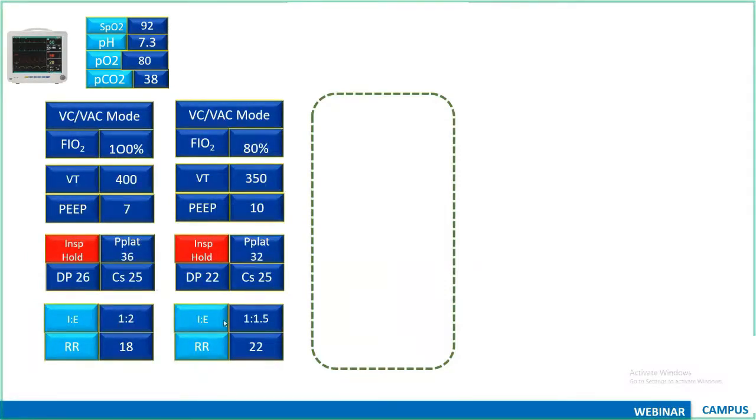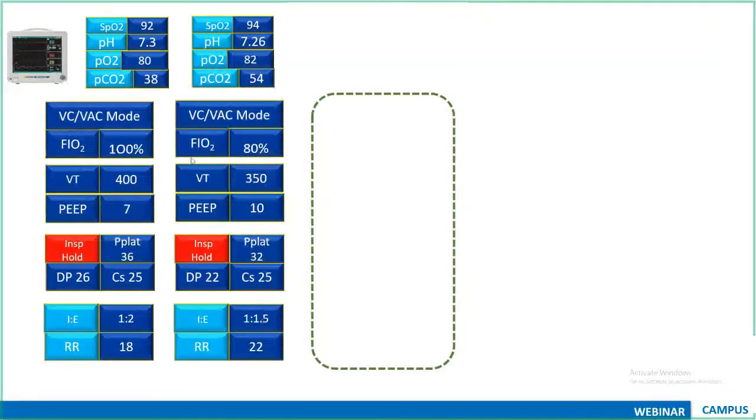So from 1:2, I made it to 1:1.5. And as I am reducing the tidal volume, to keep the minute ventilation and to keep the CO2 within almost normal limits, I have to increase the respiratory rate also. So I increased the respiratory rate.